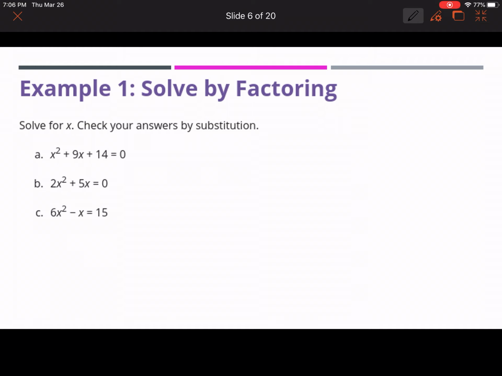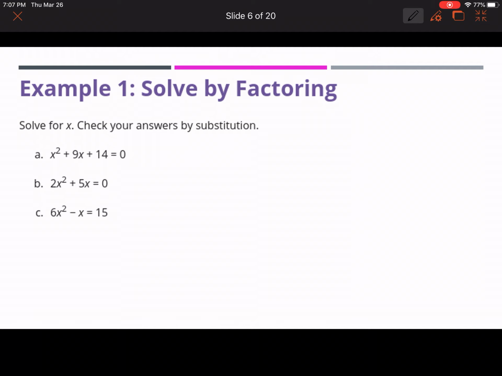All right, example 1, solve by factoring. So we need to factor in order to know what our two x's are. So when we've got an x squared, we can't figure it out until we've got our x's separated.